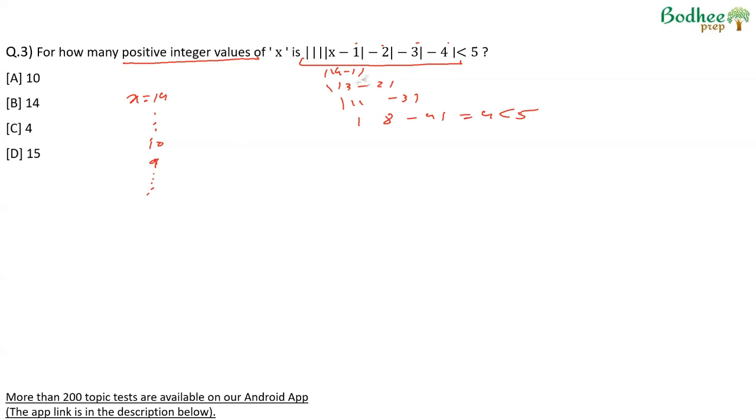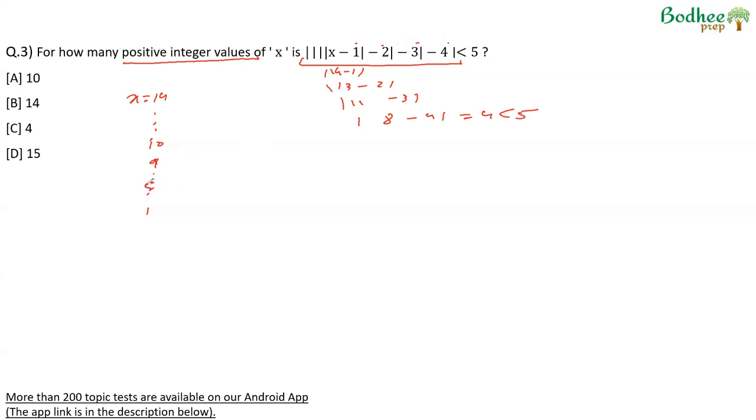And we start going down. If you put x equal to 1, for example, 1 minus 1 is 0. 0 minus 2 is minus 2, so 2. 2 minus 3 is minus 1, so 1. 1 minus 4 is minus 3, again 3. So even if we go down till 1, nothing really changes. Every time we take a mod, we will get a value that will be less than 5. We can check for intermediate values as well.